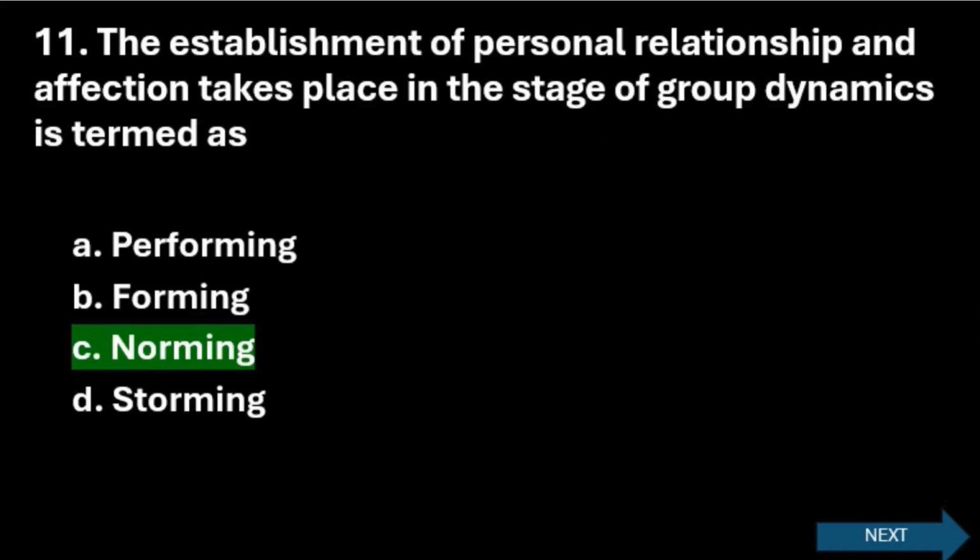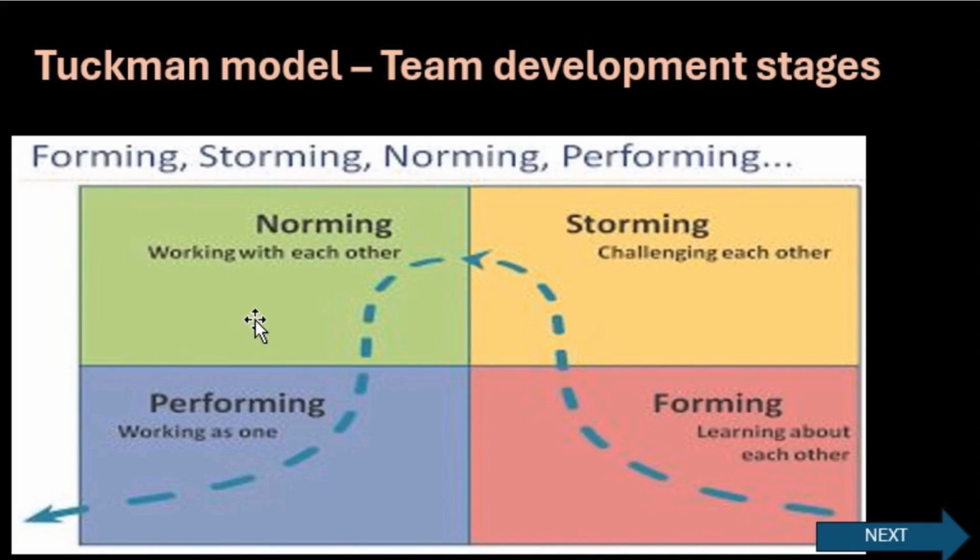Here you can see the stages of team development, the Tuckman model. It is forming, storming, norming and performing. Forming is learning about each other.